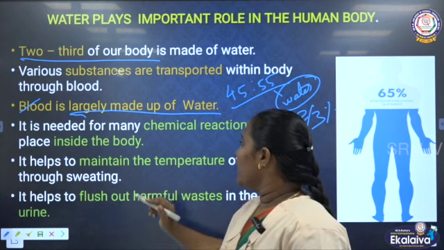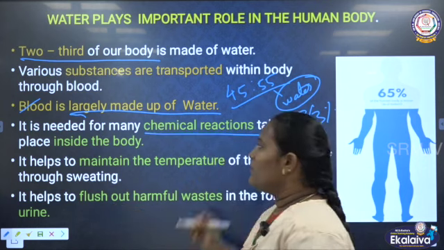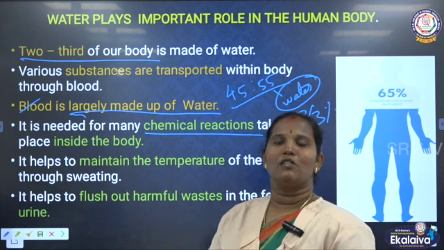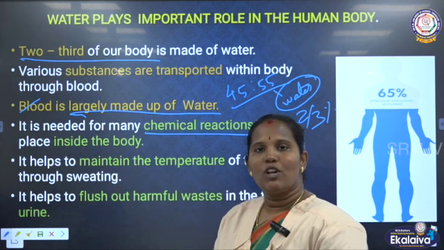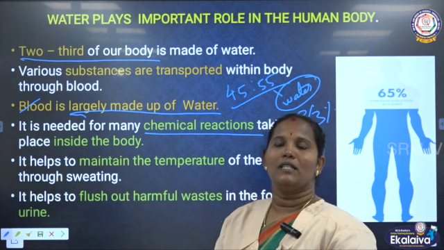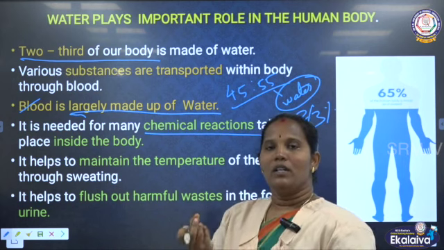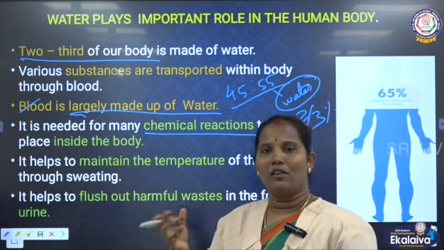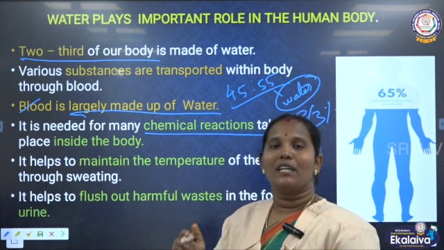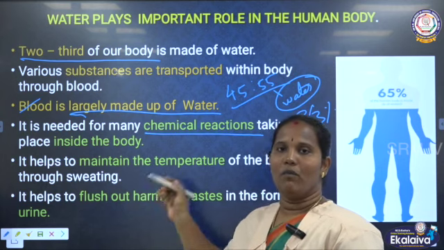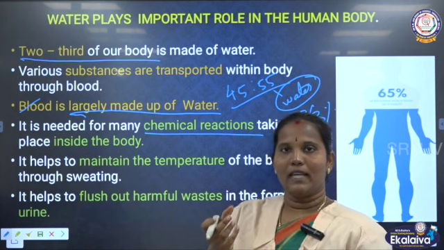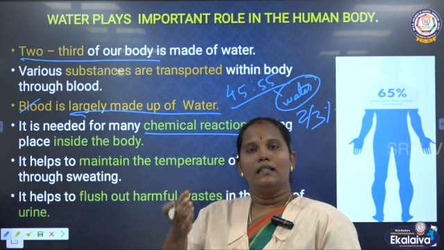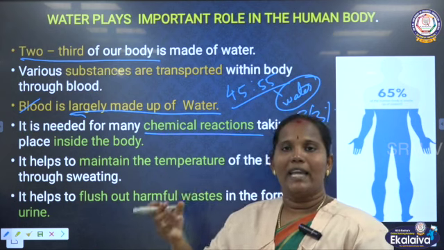Then next one we can say the chemical reactions. Many chemical reactions happen in our body. We can say the metabolism process is one of the chemical reactions, and then the glands are secreting many chemicals. Secretions, these are all chemical reactions. All these chemical reactions happen with the help of the water. For example, if a thyroid gland is secreting its thyroid secretion, this thyroid secretion can be transferred with the help of the water.